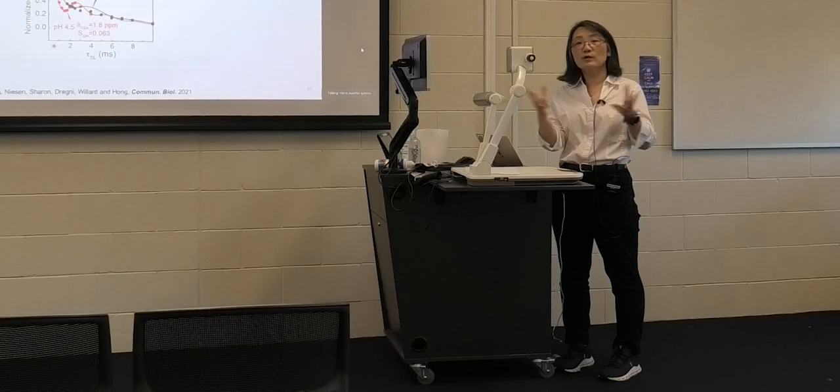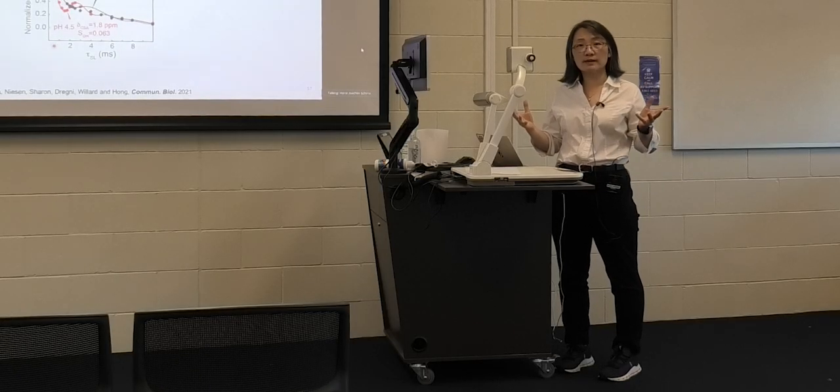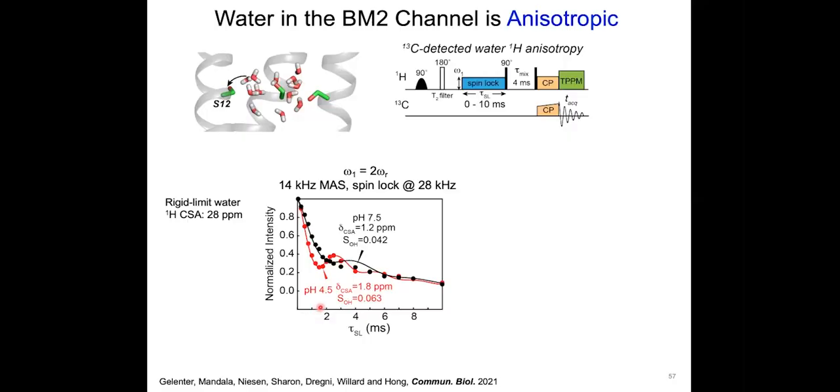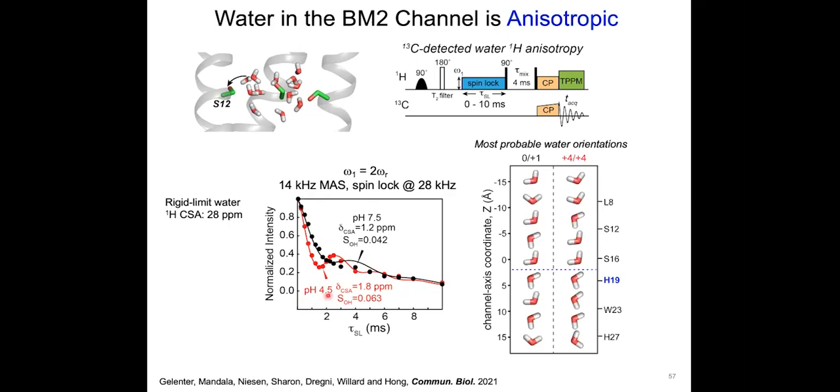Faster oscillation always means a larger interaction, right? So a larger residual CSA. And so this is really cool. Acidic pH, I know that BM2 channel is open. It's a wider pore. And you might say, well, if it's a wider pore, the water can tumble isotropically. Why should it be more anisotropic? That sounds wrong. But it's not wrong because this channel conducts protons.